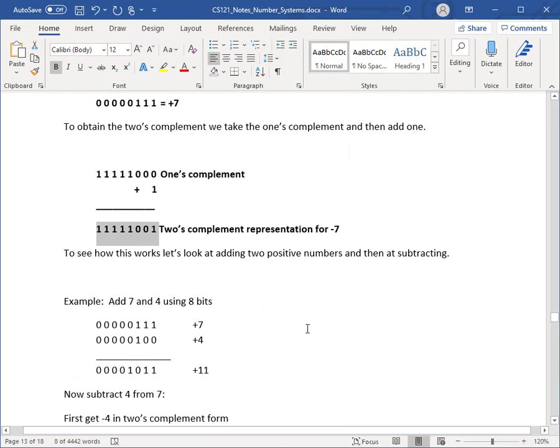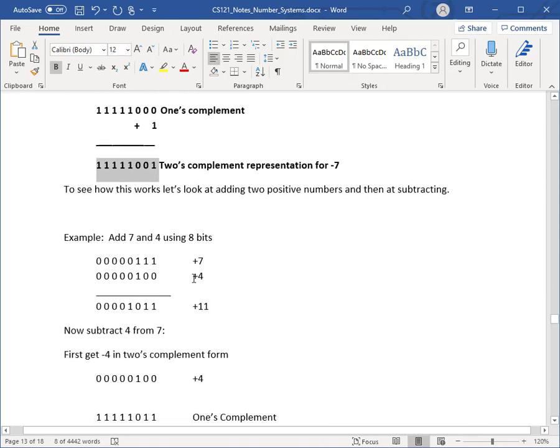Well, let's look at an example to see why this is a neat way to do it. Let's add. We're going to add in binary. So we're going to add 7 and 4 using our 8-bit example. So here's positive 7, here's positive 4. Now when we add those together, just watch what I'm doing here. 1 plus 0 is 1, so we write down the 1. 1 plus 0 is 1.